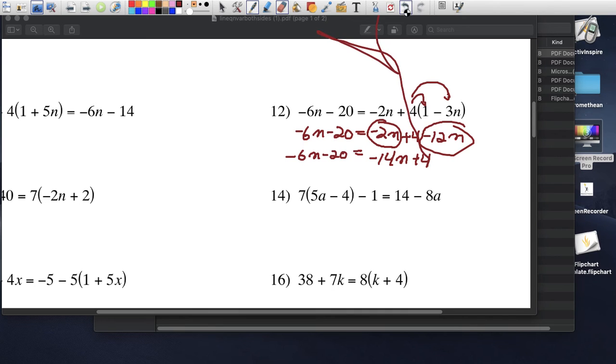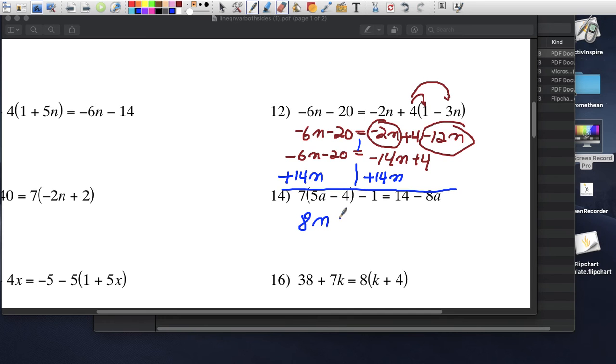Now I have a variable on both sides. I want to get rid of one of them. Doesn't matter which. Let's get rid of negative 14n this time. So I'm going to do plus 14n. Let me divide this in half and do plus 14n on this side. So negative 6n and 14n is 8n. Negative 20 is going to come down. These two will go away. And plus 4 comes down.